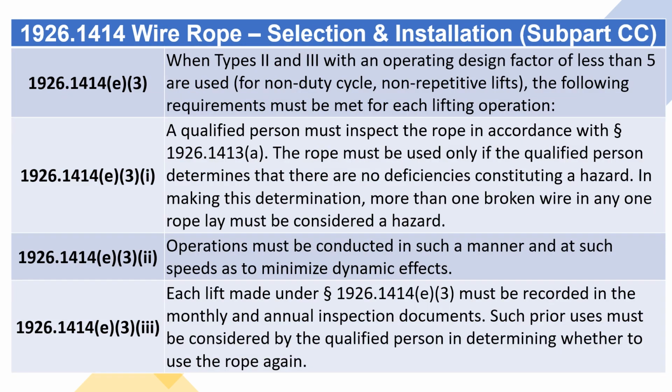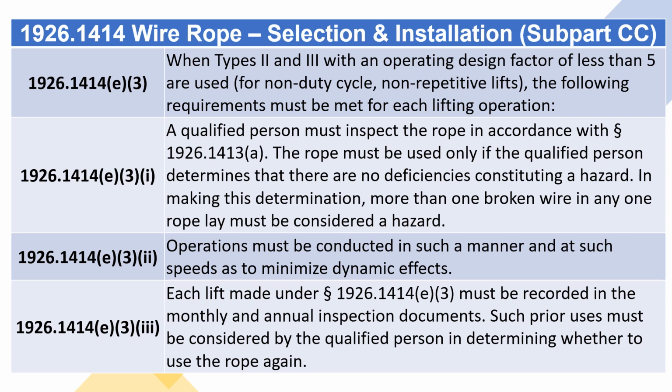1926.1414(e)(3) When types 2 and 3 with an operating design factor of less than 5 are used, for non-duty cycle, non-repetitive lifts, the following requirements must be met for each lifting operation. 1926.1414(e)(3)(i) through (e)(3)(iii). A qualified person must inspect the rope in accordance with Section 1926.1413(a). The rope must be used only if the qualified person determines that there are no deficiencies constituting a hazard. In making this determination, more than one broken wire in any one rope lay must be considered a hazard.